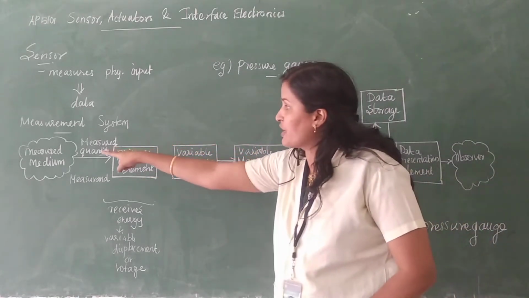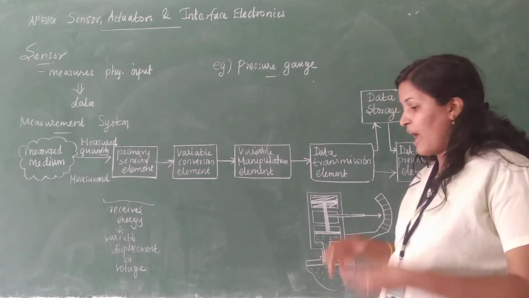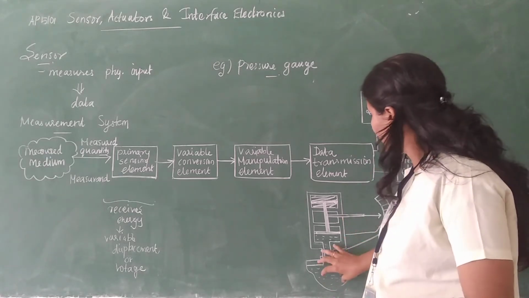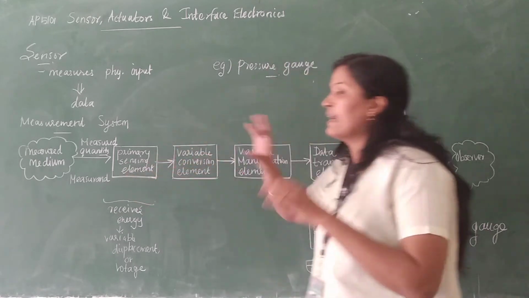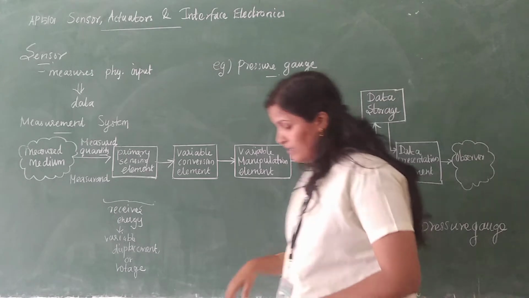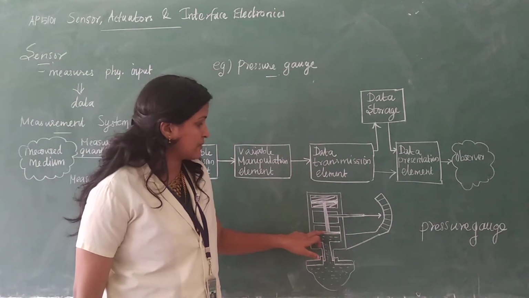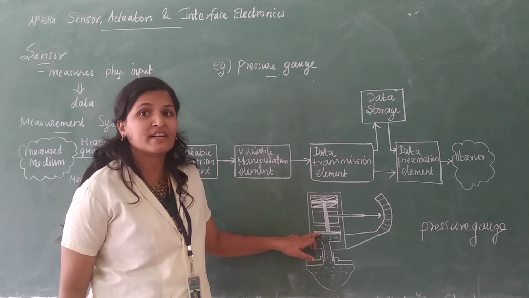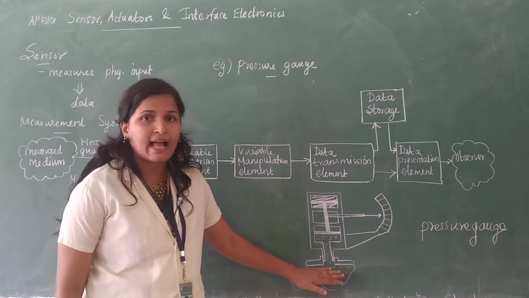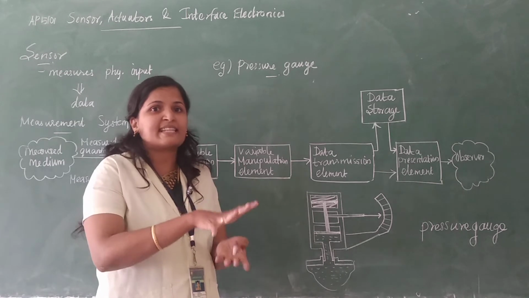So what is the measured medium? The liquid is the measured medium. In this measured medium, I want to find the pressure, right? So what is the primary sensing element here? It is nothing but the piston here. The piston is the primary sensing element. It is directly in contact with the liquid and it will sense the pressure.